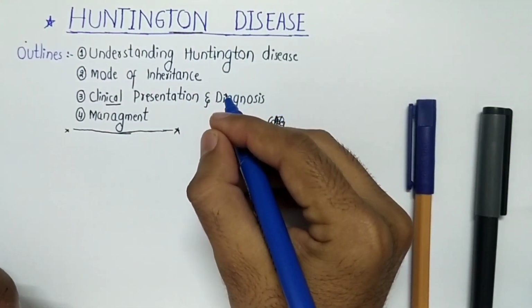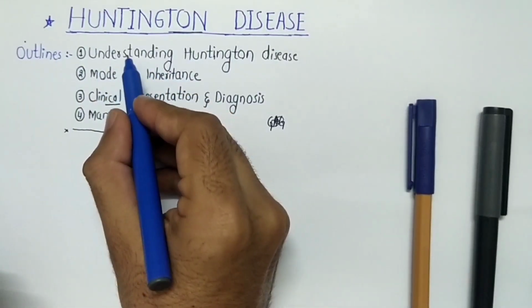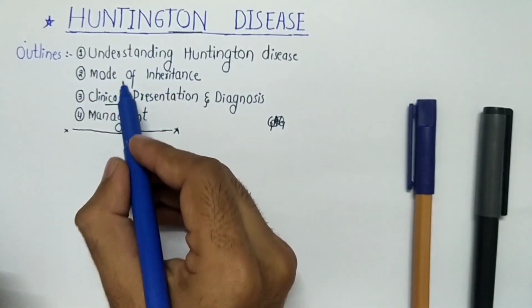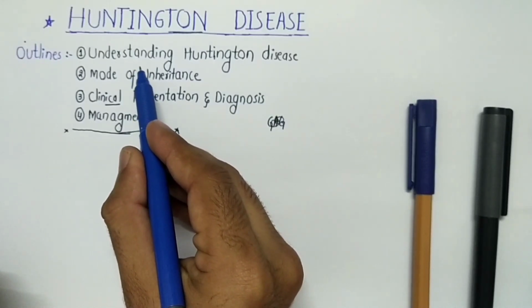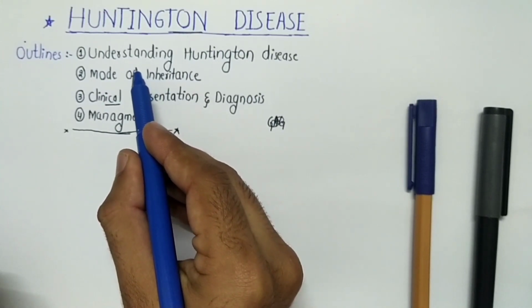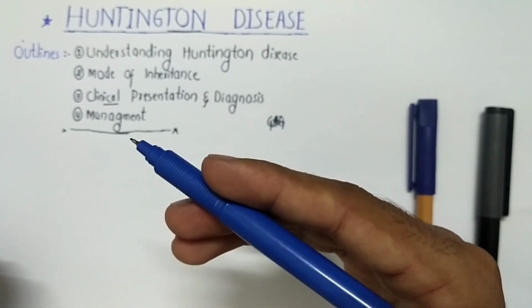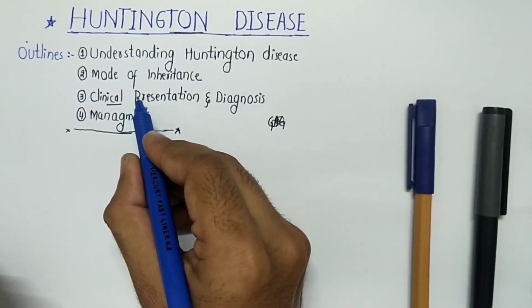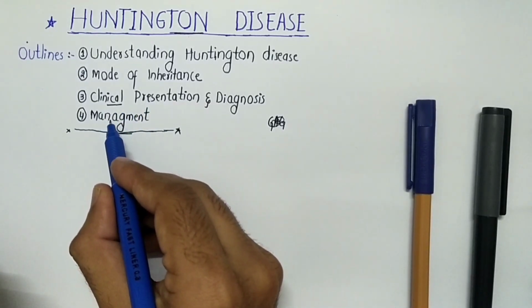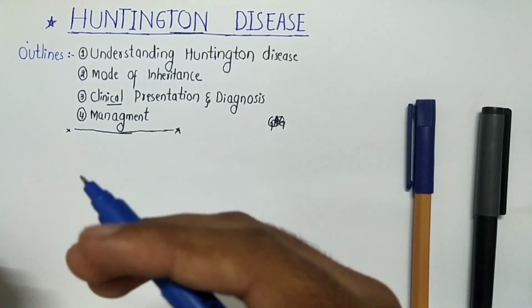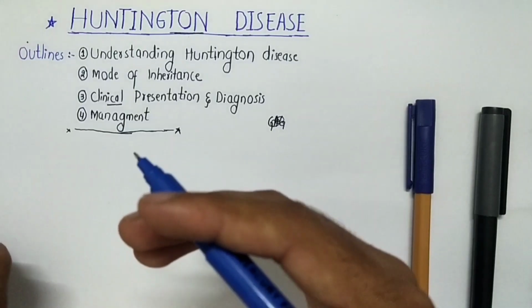This is our second video from the neurology section, and the outlines of today's topic include understanding Huntington disease and the mode of inheritance of Huntington disease. As you know, it is a genetic disorder. It is inherited, so it has a specific mode of inheritance, which we will discuss in detail in this video. Then the clinical presentation and diagnosis of Huntington disease, and in the last we will talk about how we actually manage this disease. What are the treatment options that we have for this disease?